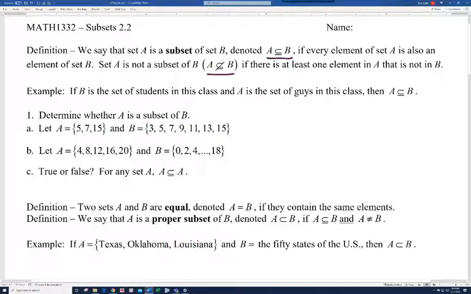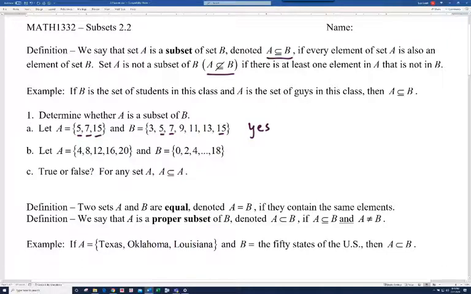So if each element in A is also an element in B, then we can say A is a subset of B. Well, 5, 7, and 15 are in both sets. And so, in fact, A is a subset of B, so I'm just going to write yes.